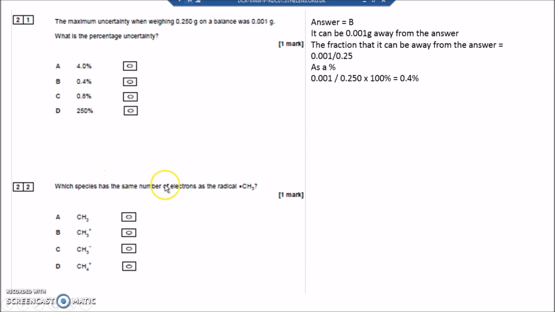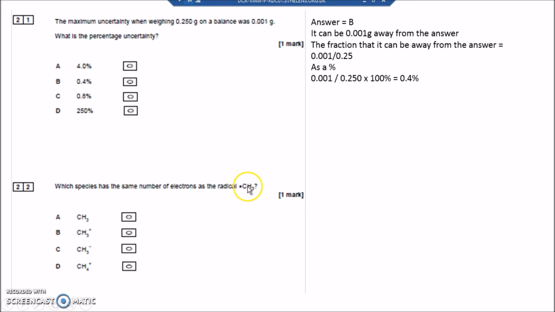Which species has the same number of electrons as CH3 with a dot? So what you have to respect is that dot is an electron that's still there on the carbon. It was an electron that was once a bond, but it's still there. So how many electrons does carbon have? Well, carbon has an atomic number of 6, a proton number of 6. It has 6 electrons, and that's one of its 6 electrons. It was once in a bond, but it's got it back.